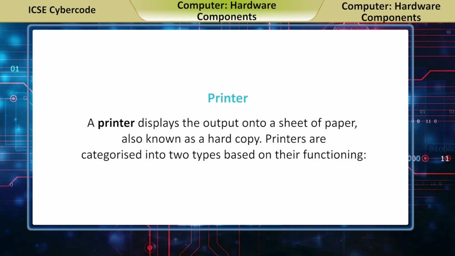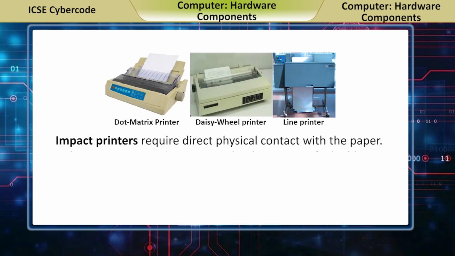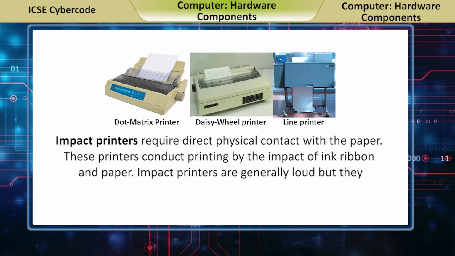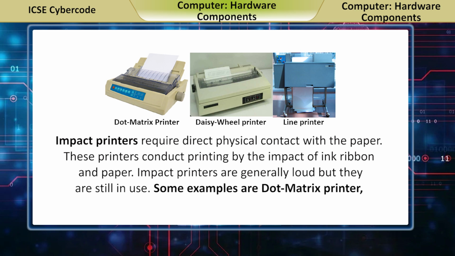Printers are categorized into two types based on their functioning. Impact printers require direct physical contact with the paper. These printers conduct printing by the impact of ink ribbon and paper. Impact printers are generally loud, but they are still in use. Some examples are dot matrix printer, daisy wheel printer, line printer, etc.